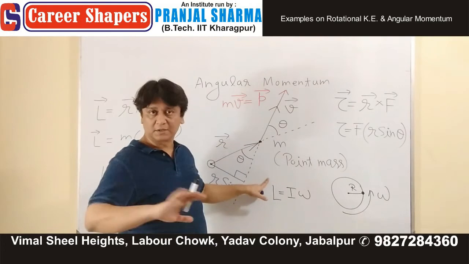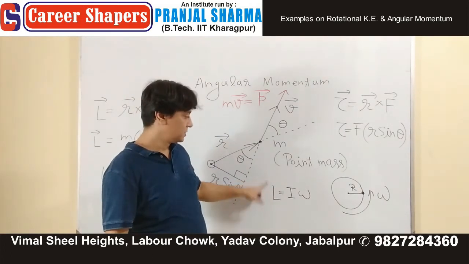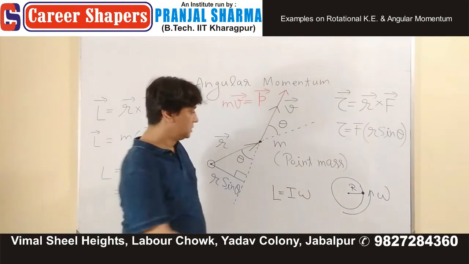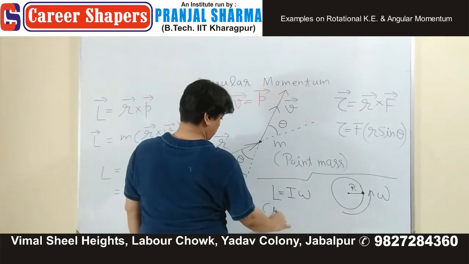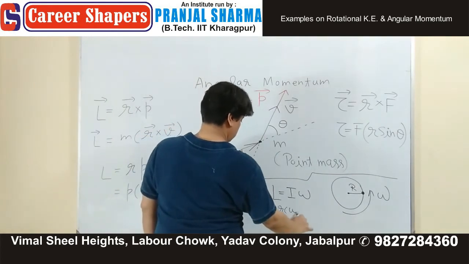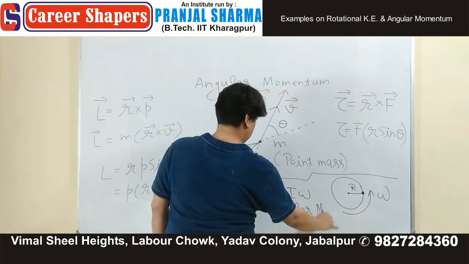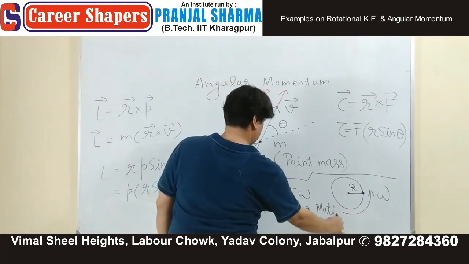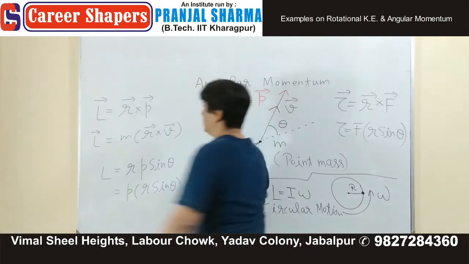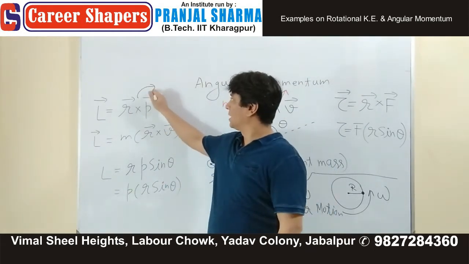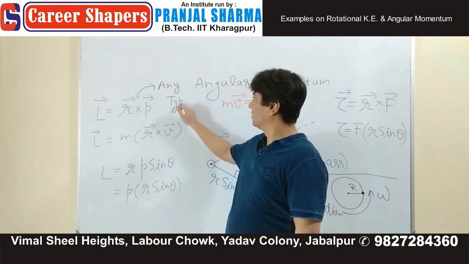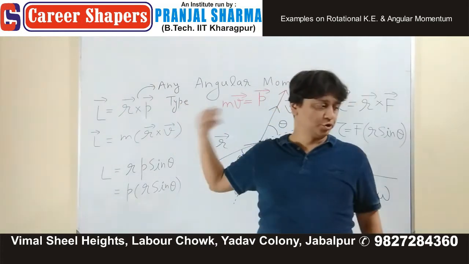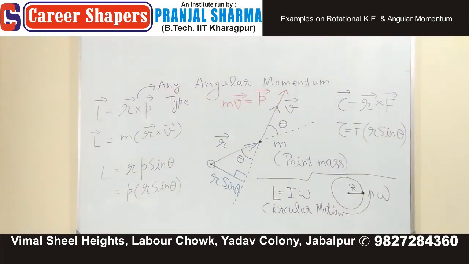We have handled things up to here in the last class. L equals I omega is for circular motion. This is for any type. Any type of motion you can use this. Note down this much.